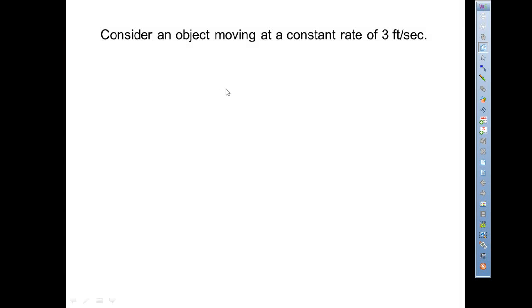First thing, let's consider an object moving at a constant rate of 3 feet per second. If it's moving at a rate of 3 feet per second, then we know that it's not changing speed or anything like that. We know that rate times time equals distance. If you don't know that, well, now you do. The speed times time equals how much distance is going to be covered over that amount of time. So in this case, we could express this as 3t equals d. 3 times however much time passes by is equal to the distance traveled.